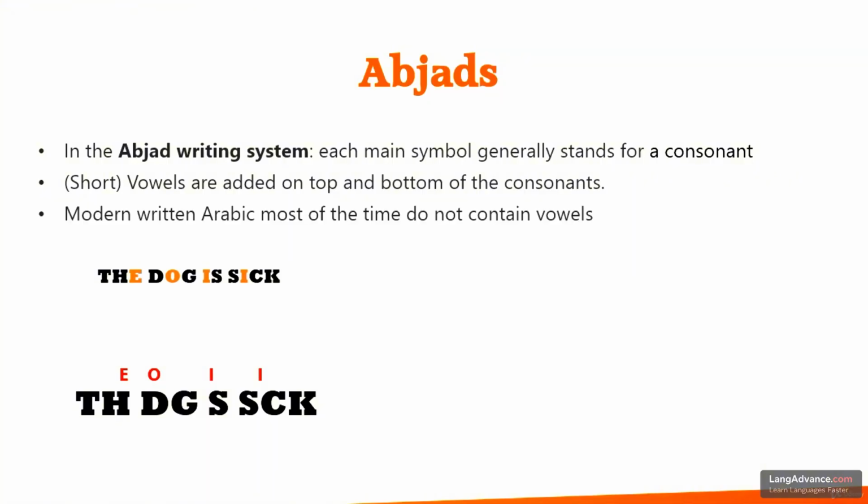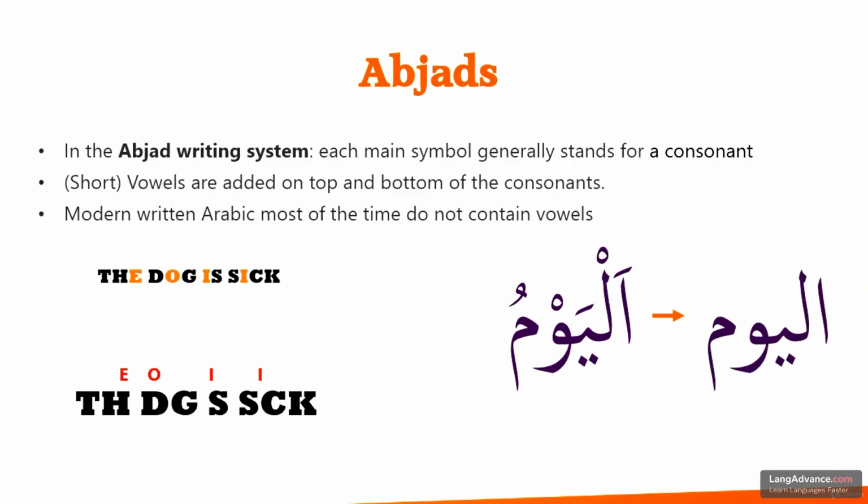In modern written Arabic, most of the time, the vowels are not written. This is an example of a word in Arabic. So each of these are consonants. So alif, lam, ya, waw, mim. All of these are consonants. And these symbols here are the vowels. This is how abjads work. And in modern Arabic, as we said, the vowels are not written like this. So with practice, you will be able to read a word without the vowels.